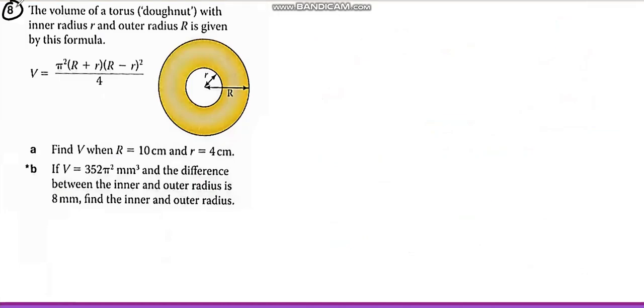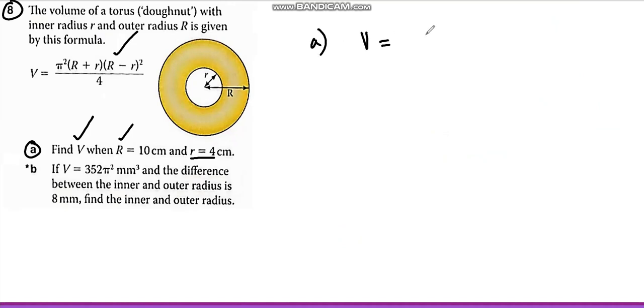In question number 8, it says the volume of a torus, a donut, with inner radius r and outer radius capital R is given by the formula. In A part, they want us to find the volume when capital R is 10 centimeter and small r is 4 centimeter. This is very easy to solve. We just need to substitute the values.